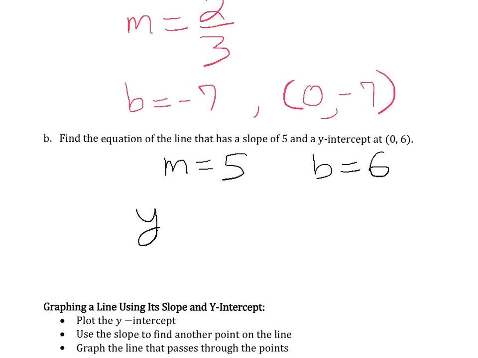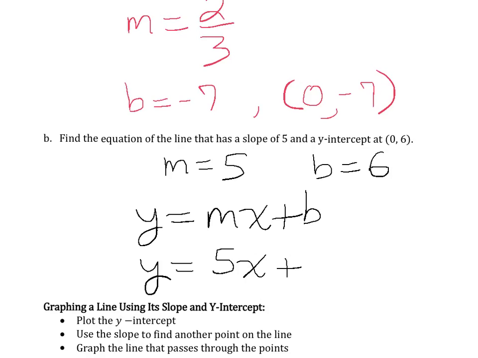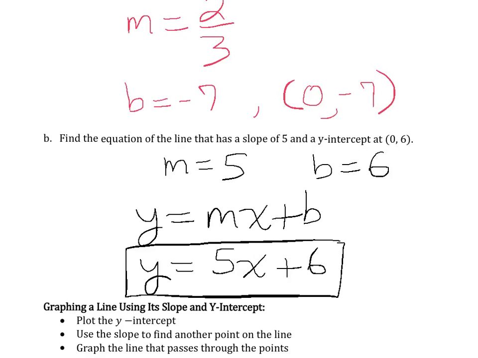And so if I have my equation as y equals mx plus b, and I have my m and I have my b, then I have the equation of a line. So all I'm going to do is put 5 in for m, so I get 5x, and 6 in for b, and I get y equals 5x plus 6. And that is the equation of this line. So not only can you identify the slope and the y-intercept, but if I give you the slope and the y-intercept, I expect you to be able to come up with the equation of a line.